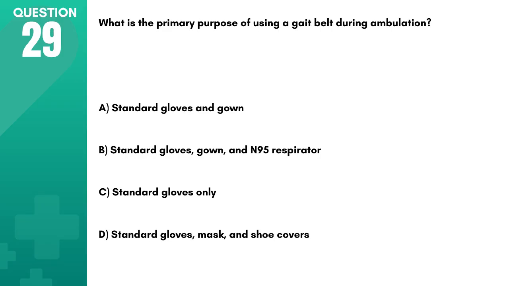Question 29. What is the primary purpose of using a gait belt during ambulation? A. To provide a secure place for the patient to hold on to. B. To help the PCT lift the patient more easily. C. To assist and support the patient while preventing falls. D. To measure the patient's balance.